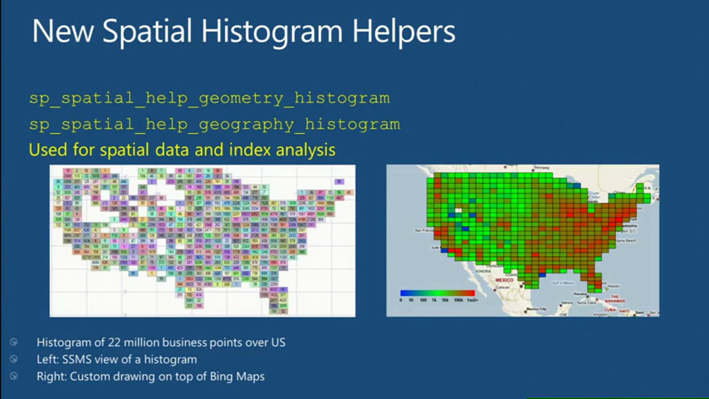And you can build nice heat maps over that. If you have, for example, a custom app, you can take that output and do a heat map over Bing. That's not part of the product, I just want to say.